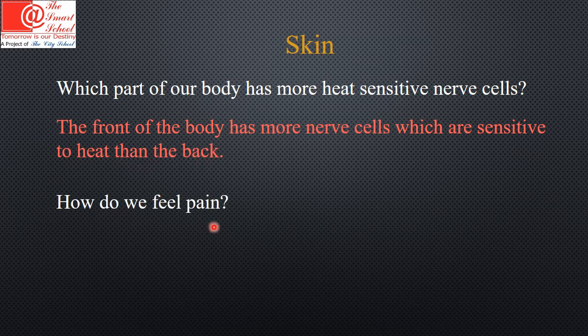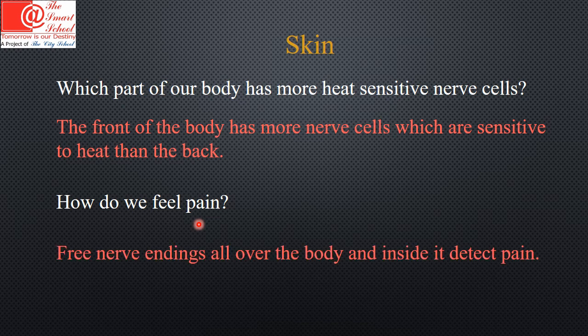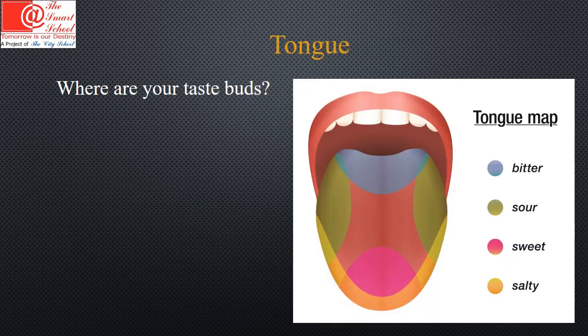How do we feel pain? As you know, if something pricks your skin, you will feel pain. How does that happen? This is because of the free nerve endings present all over the body and inside it as well. That is how we detect pain.